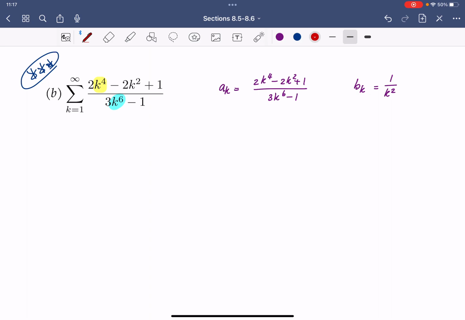And then after that, I take the limit of a subscript k over b subscript k, where k goes to infinity. This is the limit comparison test. You have to take a look at this one. And then it's going to be the limit as k goes to infinity. The top part is going to be 2k to the 4th power minus 2k squared plus 1 over 3k to the 6th minus 1, over b_k, which is going to be 1 over k squared here.